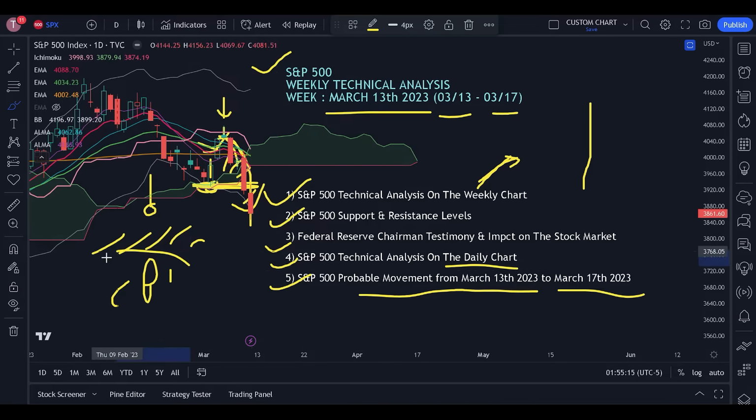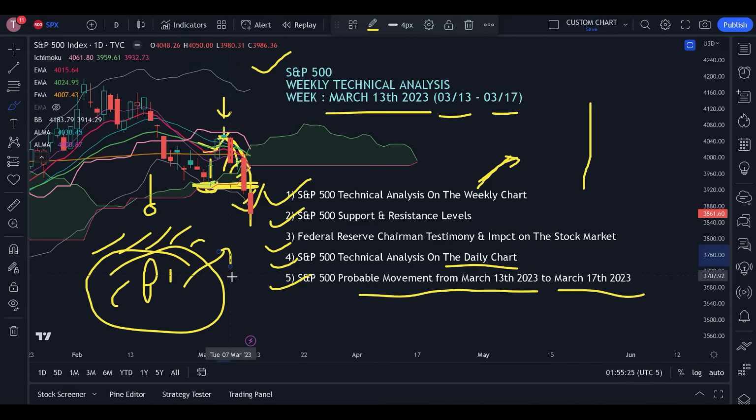Because the CPI data is the crucial factor here, and that is going to impact the entire stock market. And this is going to happen on Tuesday, March 14th. On March 14th at 8:30 a.m. Eastern Time, US, the CPI data will be published. So this is going to make a very huge impact on the entire stock market, right?